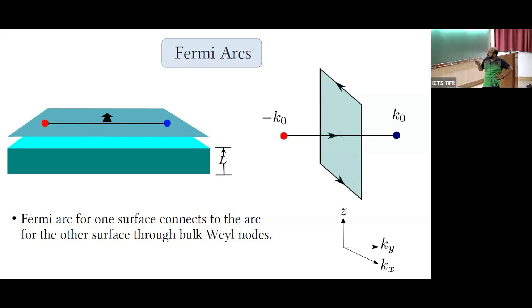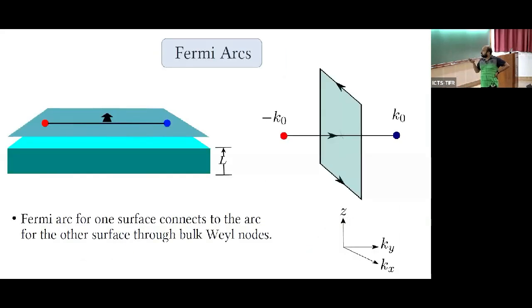Now, if one considers a set of parallel planes like these, then at z equal to L there is a particular line of states that propagates in one direction. That arc-like state that forms on the surface is called the Fermi arc. On this surface one has one Fermi arc, and on the other surface one can have another Fermi arc propagating in the opposite direction.